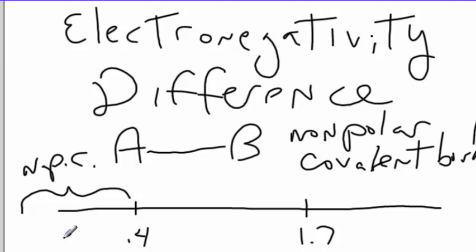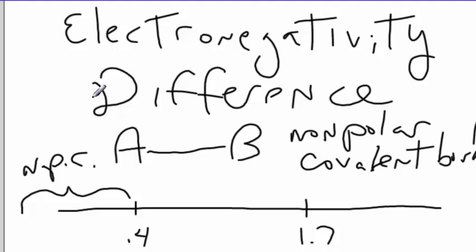Now, as atoms get farther apart on the periodic table, their electronegativity difference gets larger and larger. And again, bonding is a continuum. It's not a cut and dry thing. The atoms don't actually say, oh, I'm done with being nonpolar, now I'm going to be something else. But it's about behavior. We're putting names to behaviors.